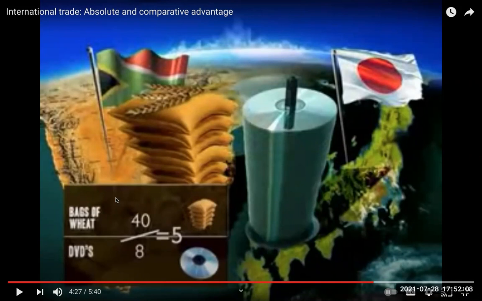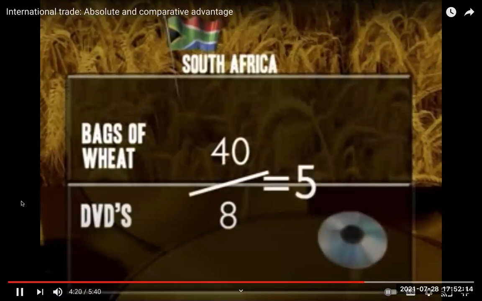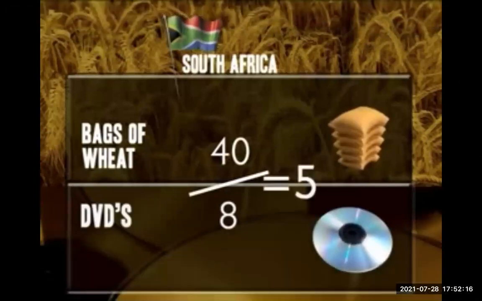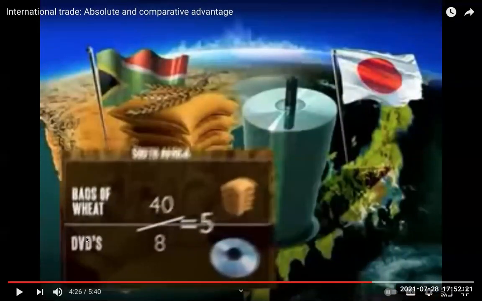Opportunity cost. All right, so let me just back it up a little, just because I wanted to get the comparative advantage. Divide 40 by 8, which gives us 5. So for each DVD we produce, we could have grown 5 bags of wheat. So remember now, South Africa has what? An absolute advantage in terms of producing bags of wheat, right?